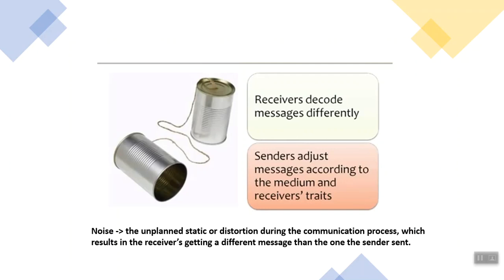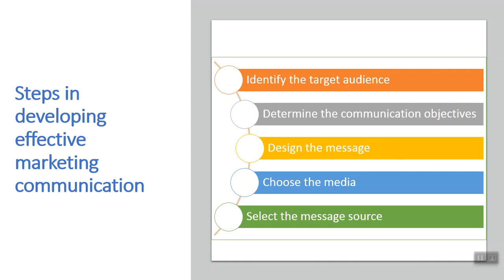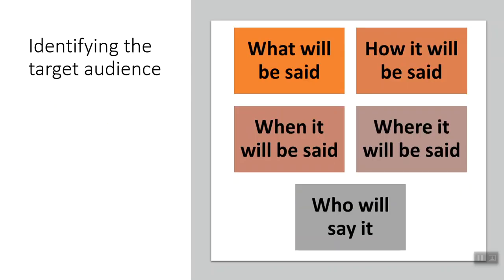So, how do we develop effective marketing communication? Well, there are five steps that we can talk about. We will talk about identifying the target audience, determining the communication objectives, designing the message, choosing the media, and selecting the message source. Let's start with the first one, identifying the target audience.